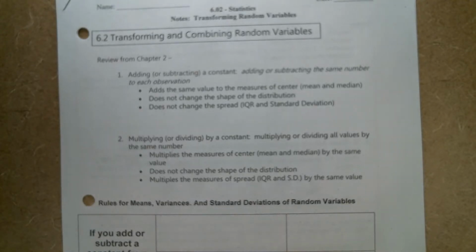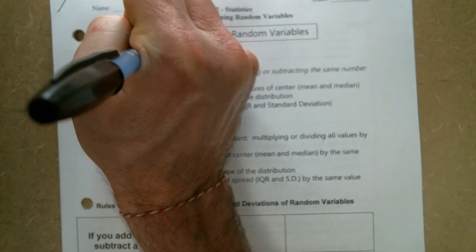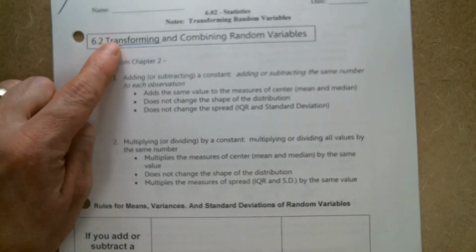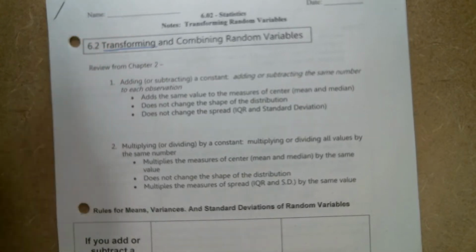All right, so today we're going to be talking about transforming and combining random variables. Now, the transforming part is going to feel very familiar because we've basically already done it. The combining random variable part is going to be new. So we'll start by reviewing the transforming stuff, and then we'll get into the newer combining stuff.